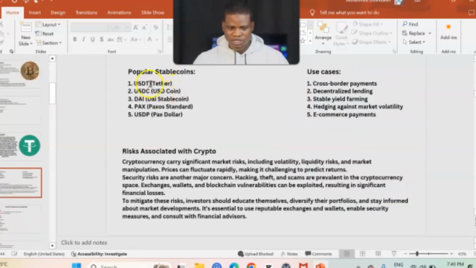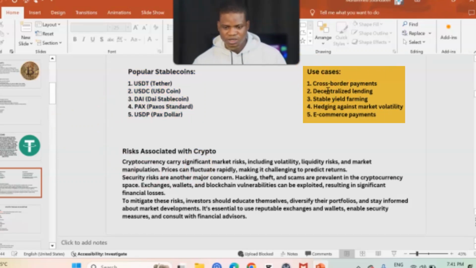Now, popular stablecoins: USDT, which is Tether; USDC, which is USD Coin; DAI, which is DAI stablecoin; and PAX, USDP. All these ones are stablecoins that will not increase or decrease in value in the cryptocurrency market. Also, use cases of stablecoins.